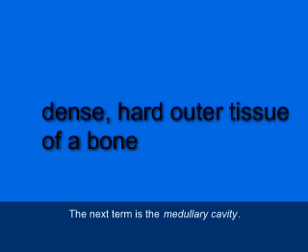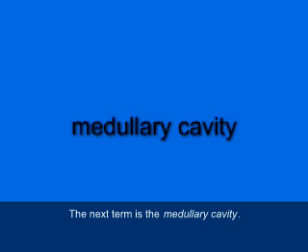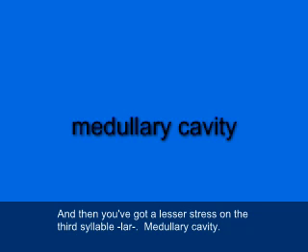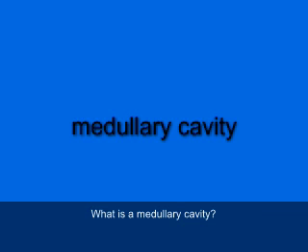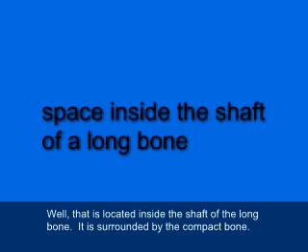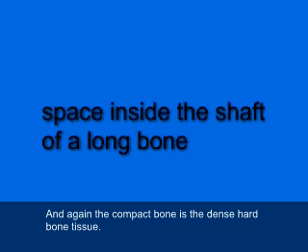The next term is the medullary cavity. Again, that is a hard one to say. Medullary cavity. You've got a strong stress on the first syllable, med, and then a lesser stress on the third syllable, lay. Medullary cavity. Well, what is a medullary cavity? That's located inside the shaft of the long bone, and it is surrounded by the compact bone. And again, the compact bone is the dense, hard bone tissue.